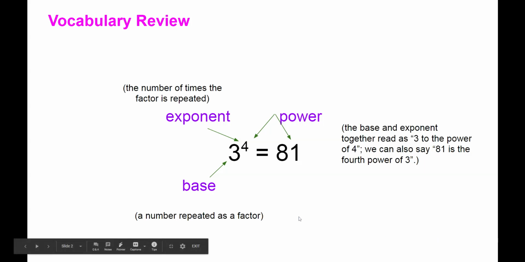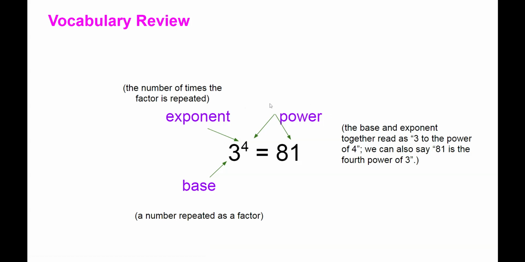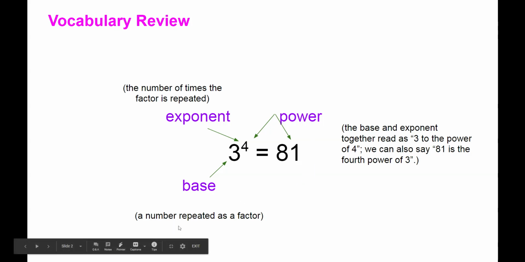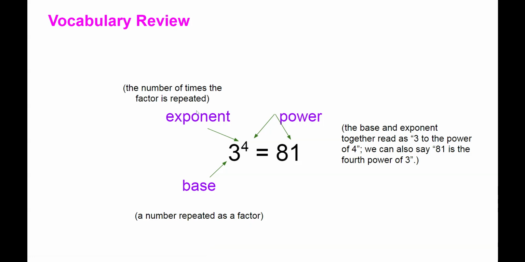You should be able to identify a base, an exponent, and know how to use the word power. A base is a number repeated as a factor. An exponent is the number of times the factor is repeated. The base and exponent together read as 3 to the power of 4. We can also say that 81 is the fourth power of 3.